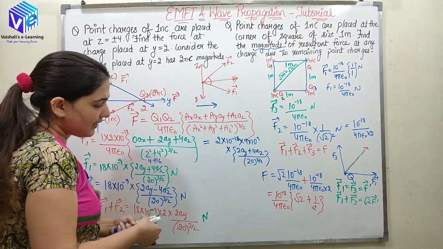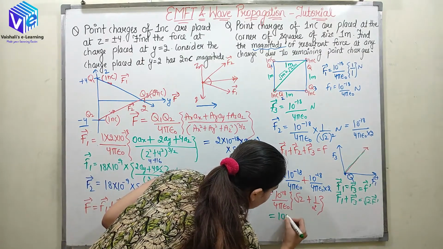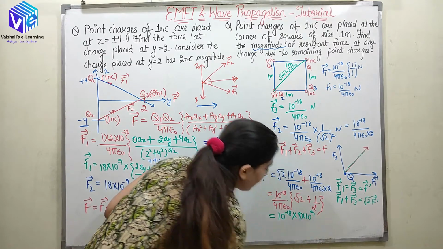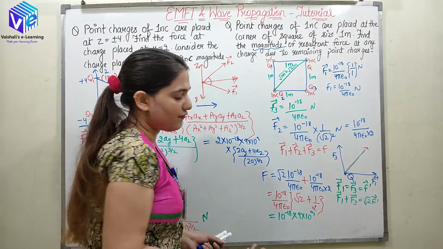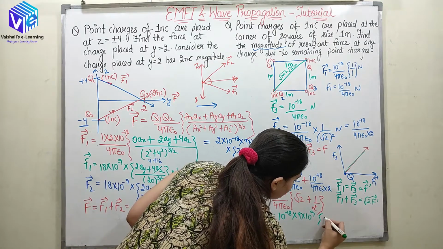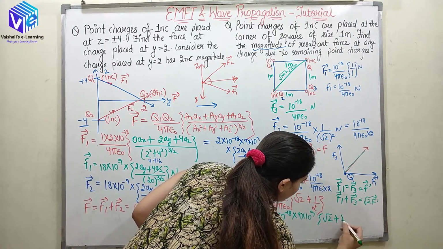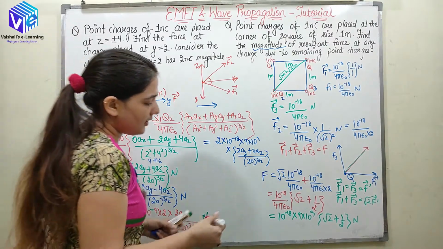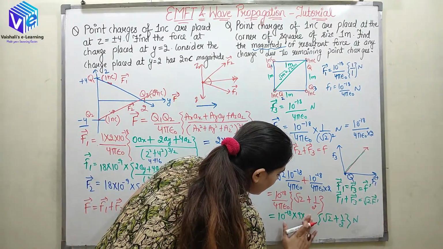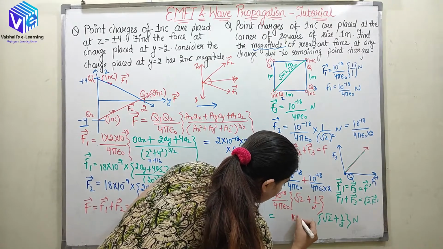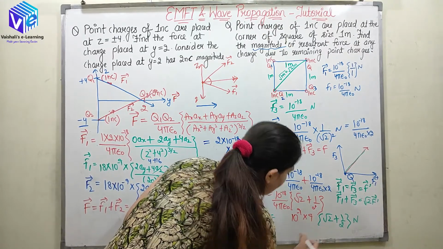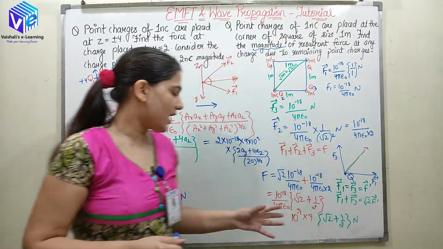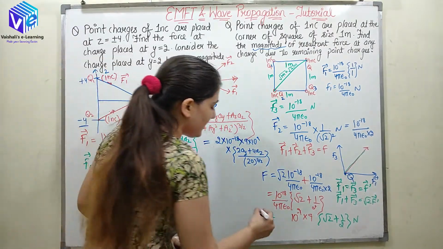So I can simplify it further. So here I'll be having 10 raised to power minus 18 into 9 into 10 raised to power 9. It is the value of 1 upon 4 pi epsilon naught. So it is multiplied with under root 2 plus 1 by 2 Newton. So it can be written as 10 raised to power minus 9 into 9 into under root 2 plus 1 upon 2 Newton. So this is how I can find out the resultant force.